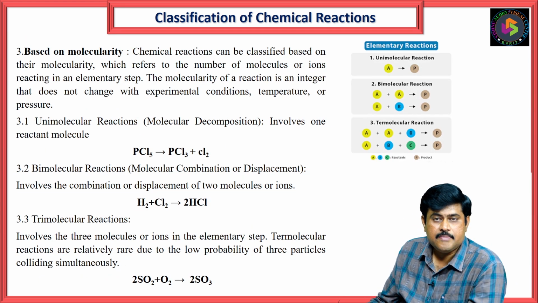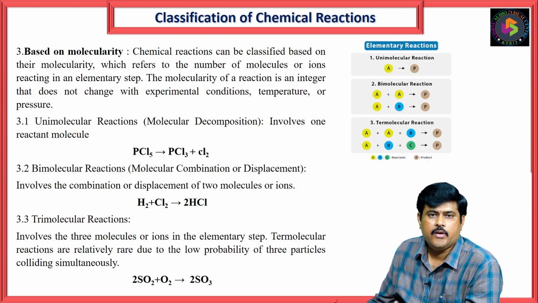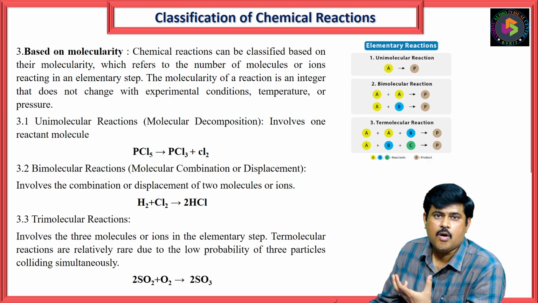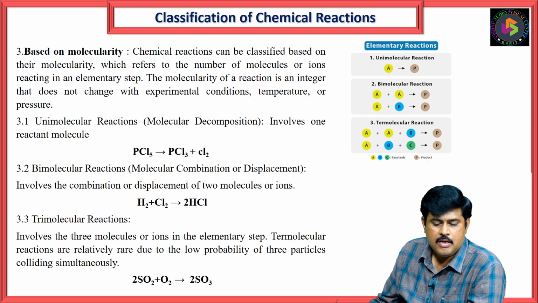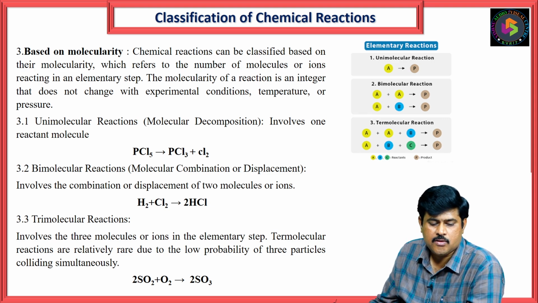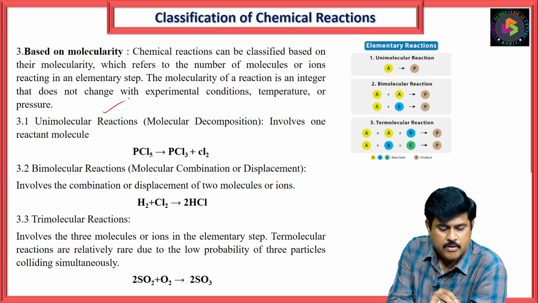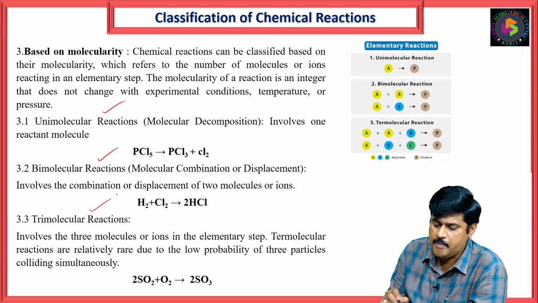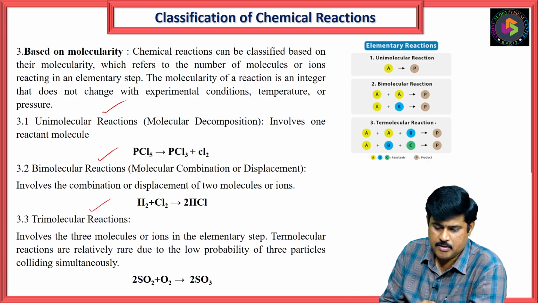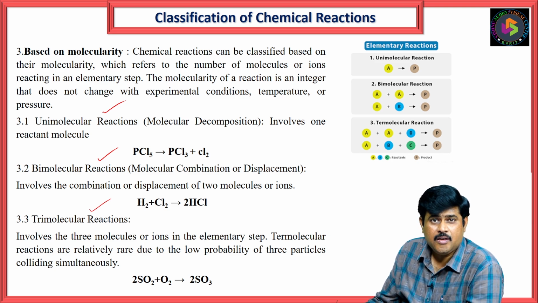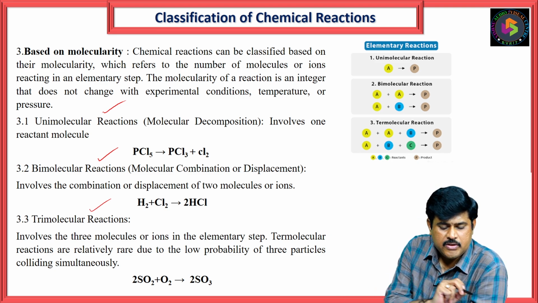The third classification is based on the molecularity. So what is molecularity? It means the number of molecules involved in the reaction. That means how many molecules collide with each other to form the product. That is called molecularity. So the chemical reactions can be classified based on their molecularity. You can see here mainly three types of reactions: unimolecular reactions, bimolecular reactions, and trimolecular reactions, and sometimes it is called termolecular reactions also. Coming to the unimolecular reactions, mainly molecular decompositions will be examples for these unimolecular reactions.